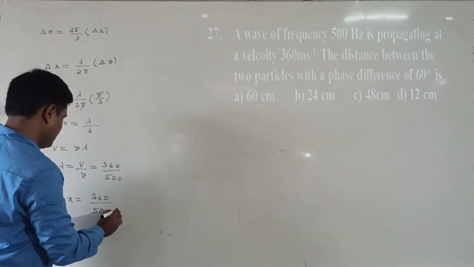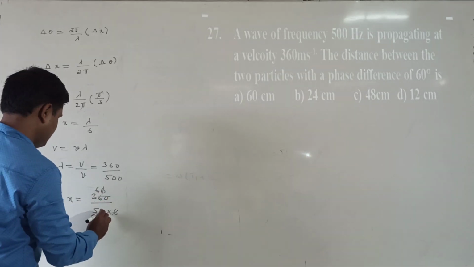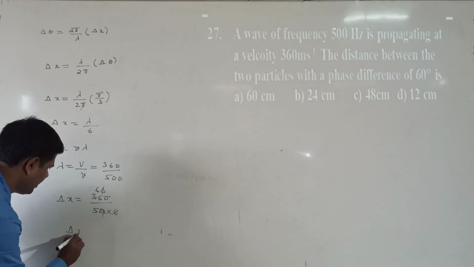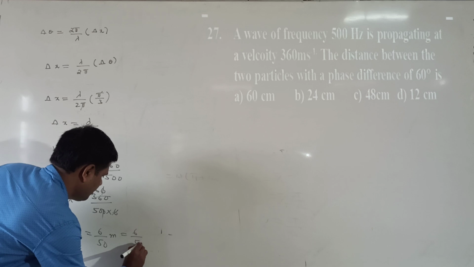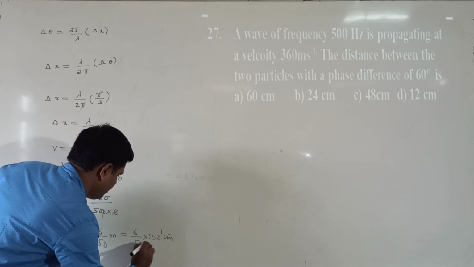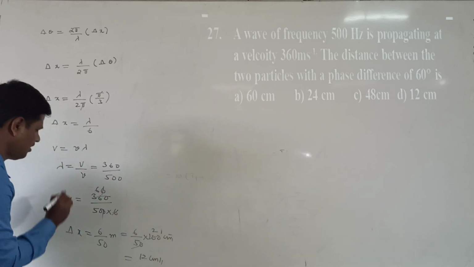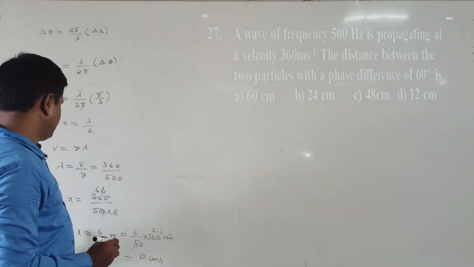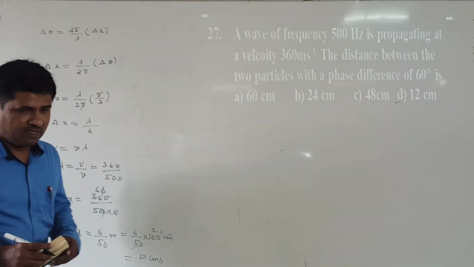Now 6 ones are 6, so we get 60. Zeros cancel, and Δx is equal to 6 by 50. This is in meters. Converting into centimeters, multiply by 100 centimeters, and we get 12 centimeters as the answer. So the path difference is 12 centimeters. Right.